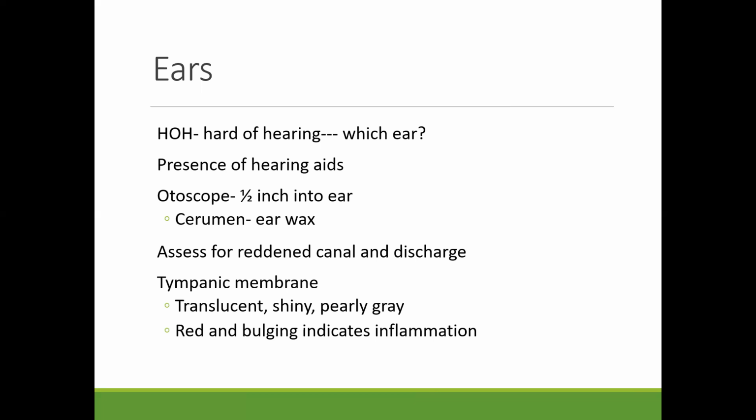Otoscope, you want to make sure that if you are looking in their ears, you're not sticking it any more than a half inch. You're looking for any wax, any swelling. You don't want to aggravate the tympanic membrane. The tympanic membrane, when it is normal, is a translucent, shiny pearl gray. When it is red or bulging, that means it's infected. And there's different layers of the infection. It could be just inflamed versus infected.